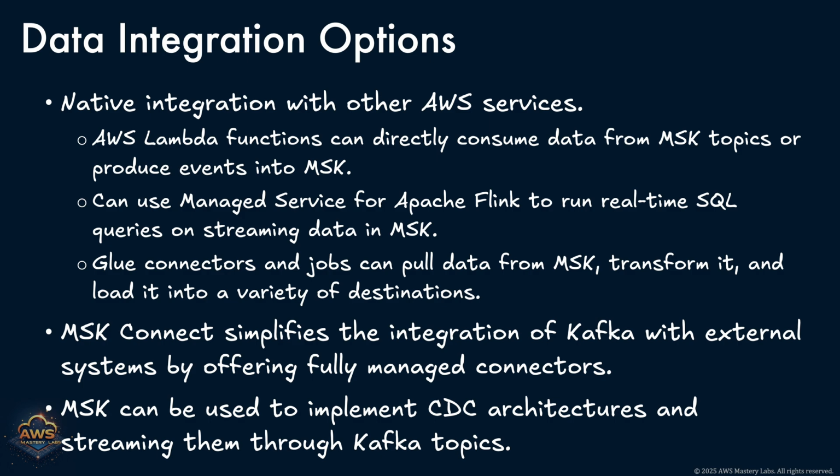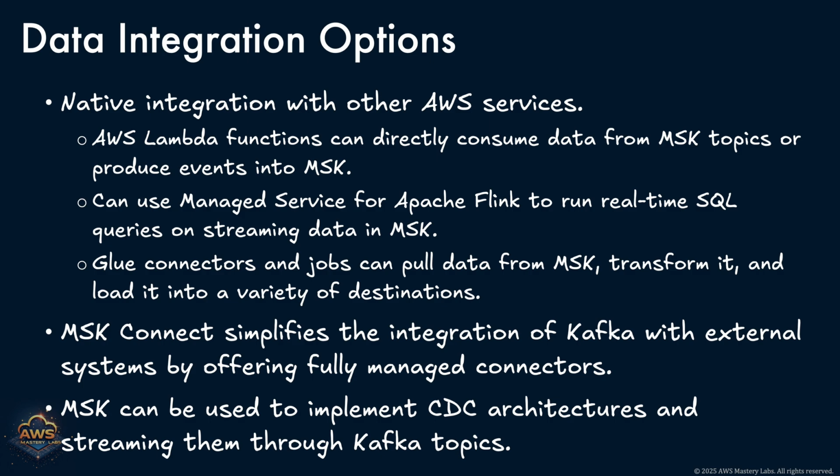AWS Lambda functions can directly consume data from MSK topics or produce events into MSK without the need for additional infrastructure. This makes it incredibly easy to create serverless, event-driven architectures where functions automatically respond to new data in real time. For more advanced stream processing, you can use the managed service for Apache Flink. This service allows you to run real-time SQL queries on streaming data flowing through MSK, enabling use cases like anomaly detection, predictive analytics, and dynamic alerting, all with minimal operational overhead.